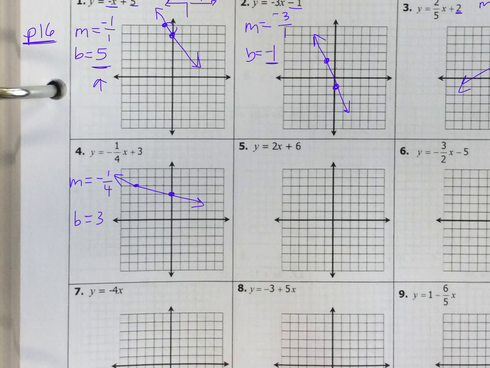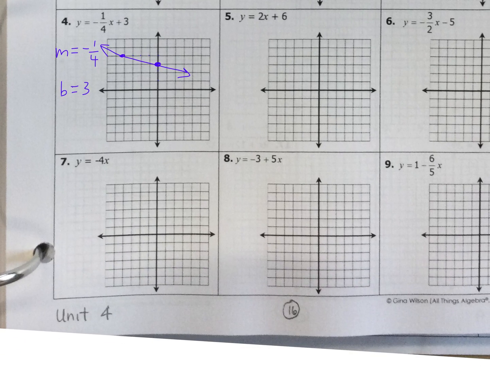Let's do one little tricky one right here. This one's a little bit tricky because there's nothing. So my M is negative 4. I'm going to make it a fraction. My B, there's nothing. Well, when there's nothing, I know that it's a 0. So I start at 0, rise 4, 1, 2, 3, 4. It's negative, so I go to the left 1.